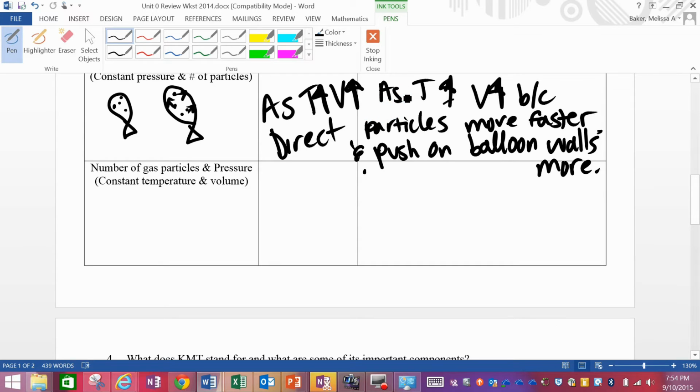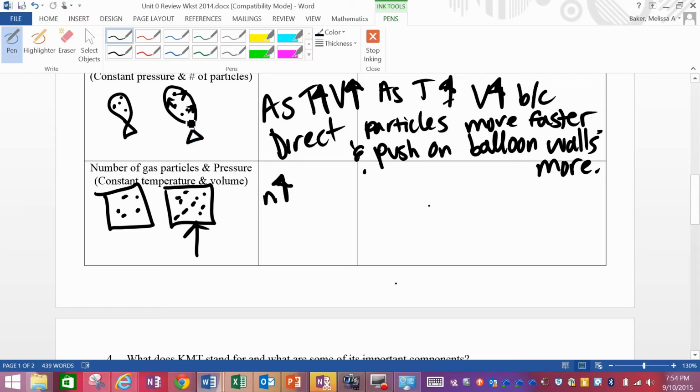And then our last one, how about the effect of the number of gas particles on pressure? If you've got a box with 5 particles and you've got the same size box with 10 particles, which one of those is going to have a higher pressure? Well, this one, because there's more things colliding with the edges of this box. So as the number of gas particles goes up, the pressure goes up. Another direct relationship.